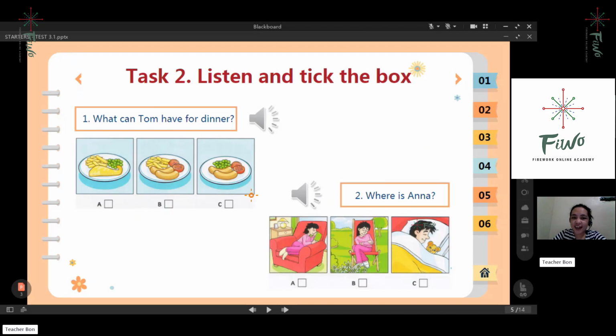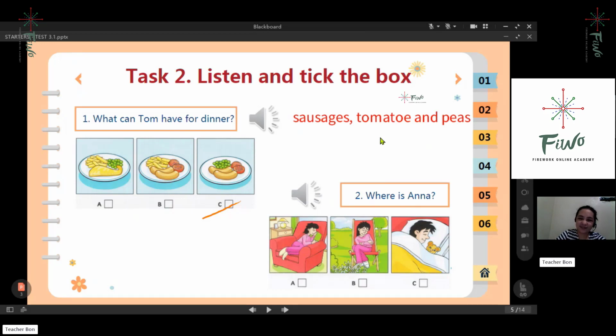Okay, what's the answer, Anne? The answer is C. Okay, letter C. So what can Tom have for dinner? Sausages, tomatoes, and peas. Okay. Number two, where is Anna?